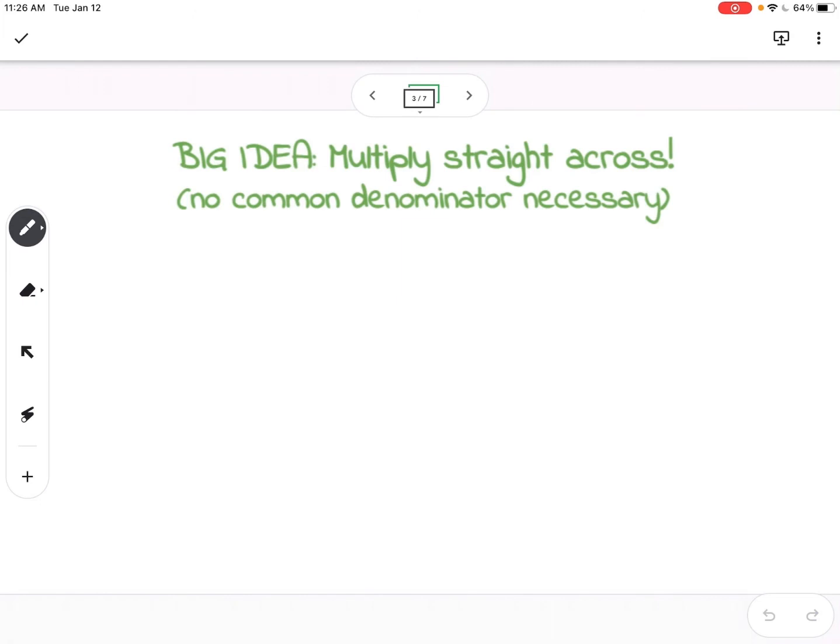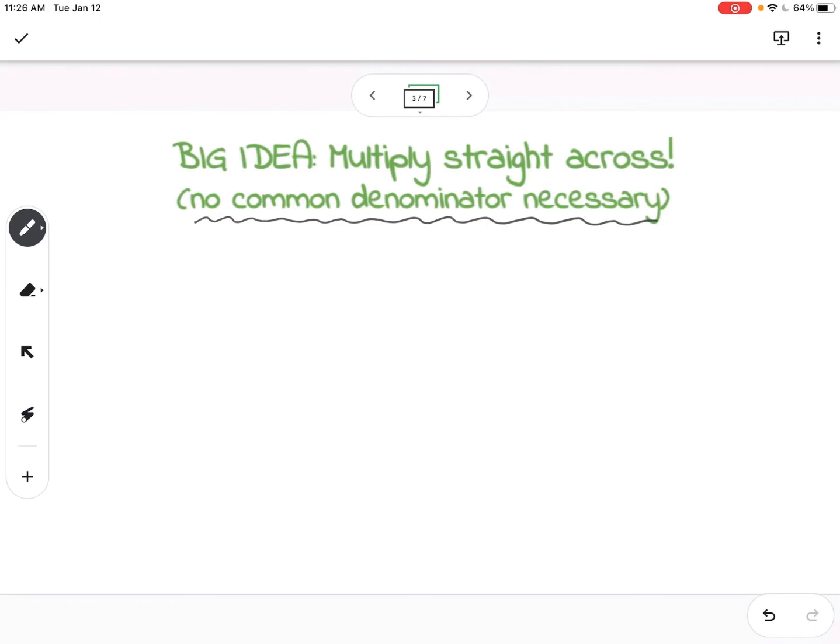All right, our next strategy is just multiplying straight across. Multiplying fractions is definitely a lot easier in my opinion than adding or subtracting them because you do not need a common denominator. There is no common denominator necessary. All you have to do is multiply straight across. So it is very, very simple. Let me give you an example.